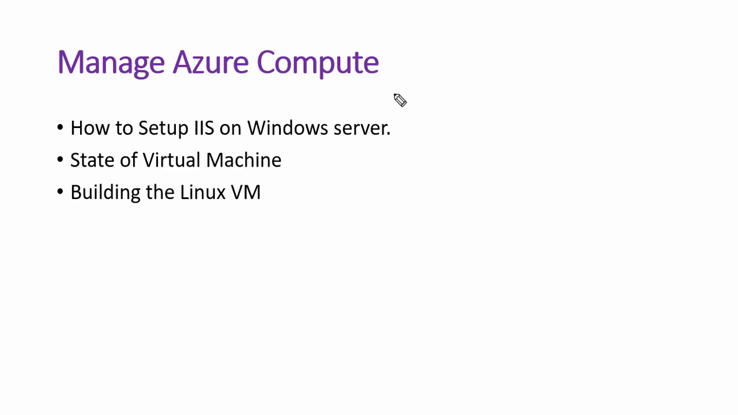So in this session, we are going to see how to set up a web server on a Windows virtual machine, how to build a Linux VM and deploy a web server, and we are going to see about the state of a virtual machine. So first, we log into the Windows server and see how to deploy a Windows web server IIS role.